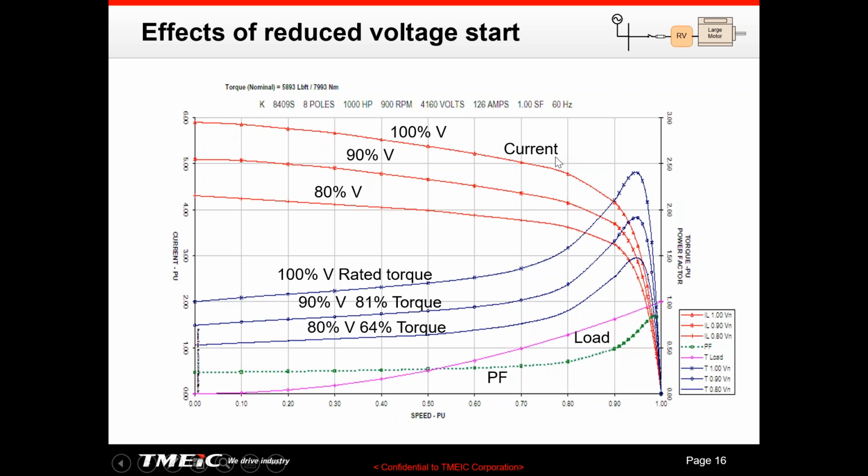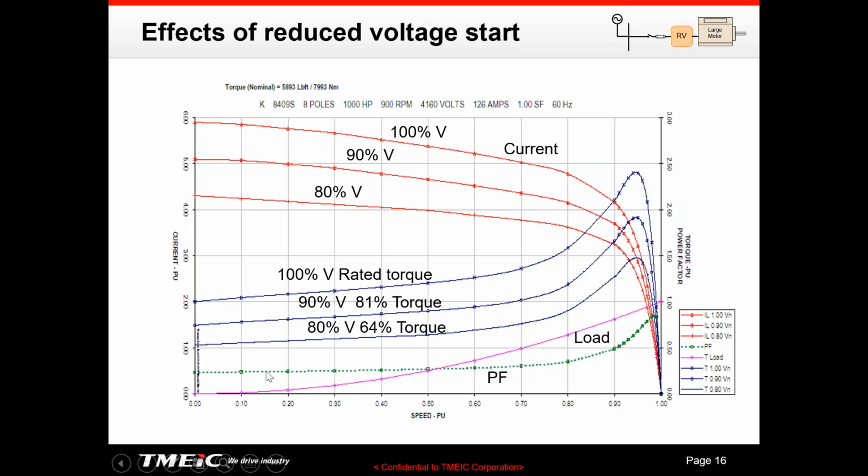This is the typical motor speed torque curve. These red lines are the current. You see here, this is designed for 600% as an example. Then this blue curve is the torque, and the pink is the load data. The point that I want to talk about here is, remember that I showed the motor data example that was designed for DOL at 80% of the minimum voltage, which means here the 80% torque.